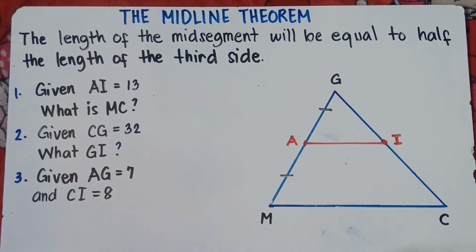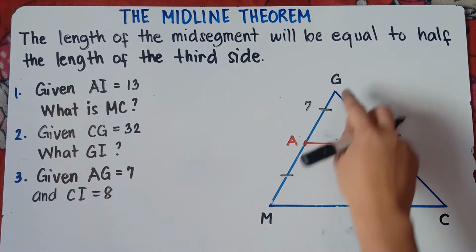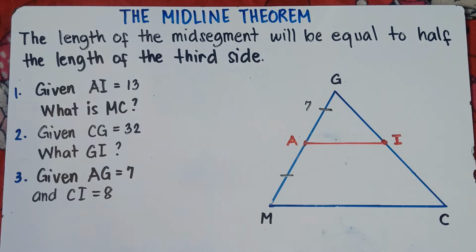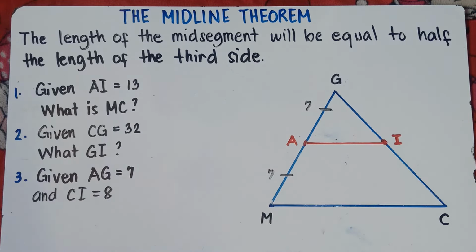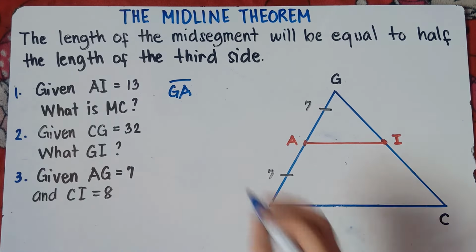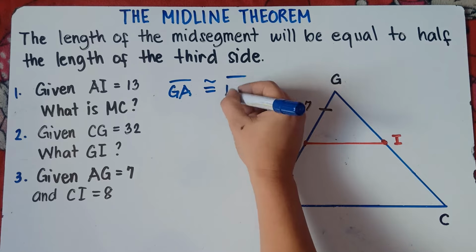Therefore, just an example, class, if GA is 7, what would be the value of line segment MA? That's correct, that would be 7. So once again, line segment GA is congruent to line segment MA.